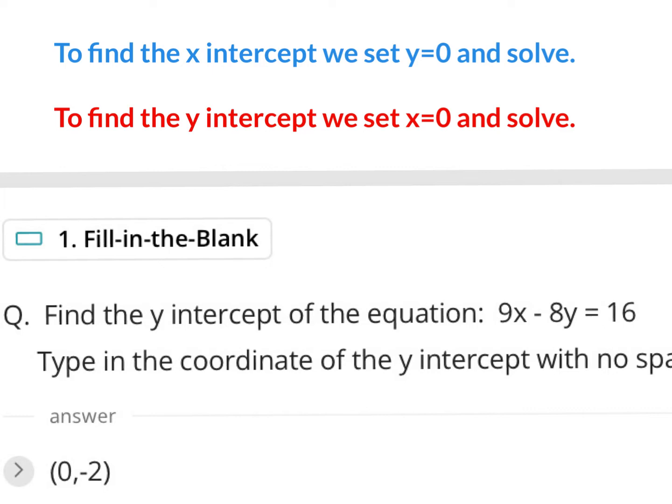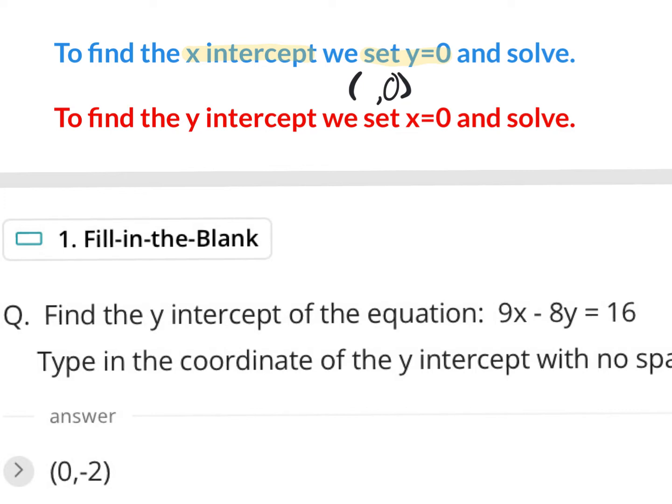Now, what does this mean? It means that on your coordinate, when you try to find the x-intercept, you set y equal to 0. A coordinate is an x value and a y value. The y value will be 0. That's what you're doing, setting the y value to be 0. And what you're trying to do here is solve for x. You're going to find that missing x value.